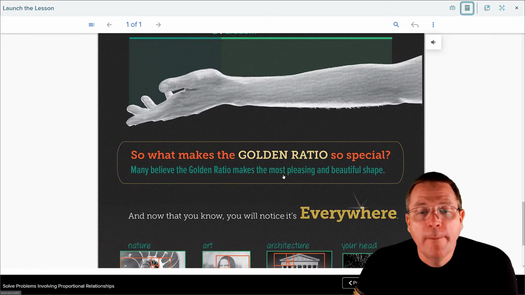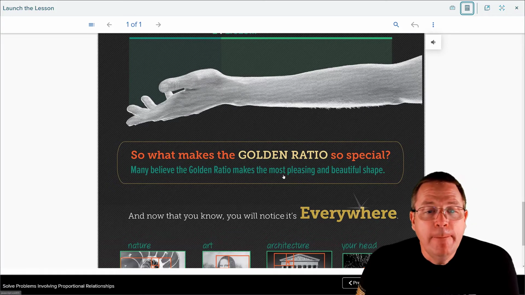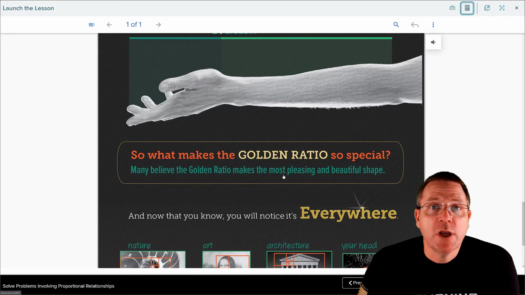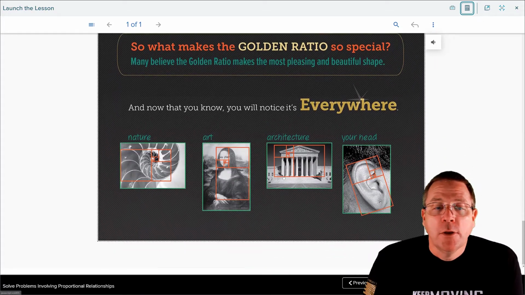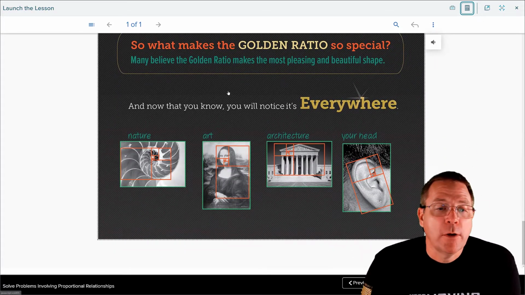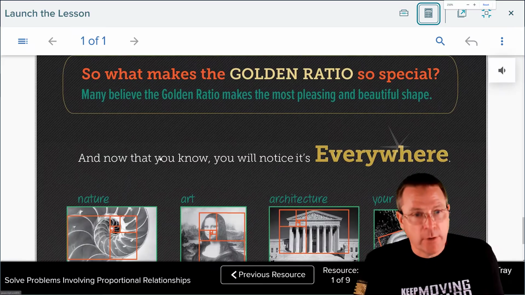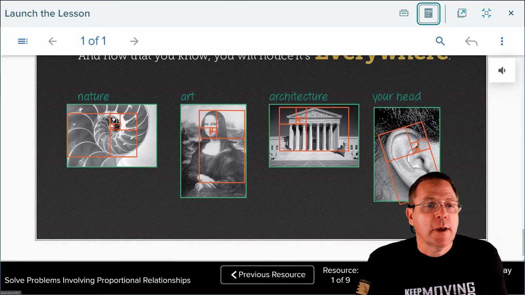So, what makes it so special? Many people believe the golden ratio makes the most pleasing and beautiful shapes. I've mentioned that before. You can see it everywhere. Here's an example of the shell that we talked about earlier. You've got the inside of a shell, and there's that spiral that I talked about.